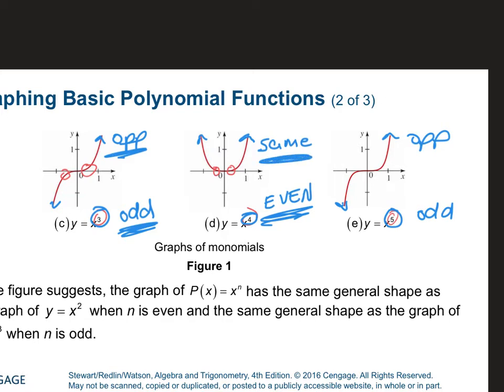So we're going to talk now about end behaviors of a graph. What's going on at the end of a graph? And you can tell me that just by looking at the equation. So we're going to walk through some.